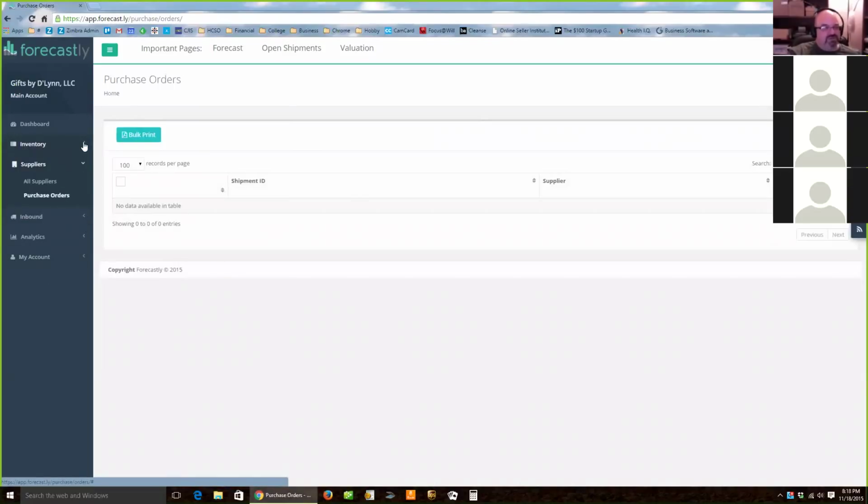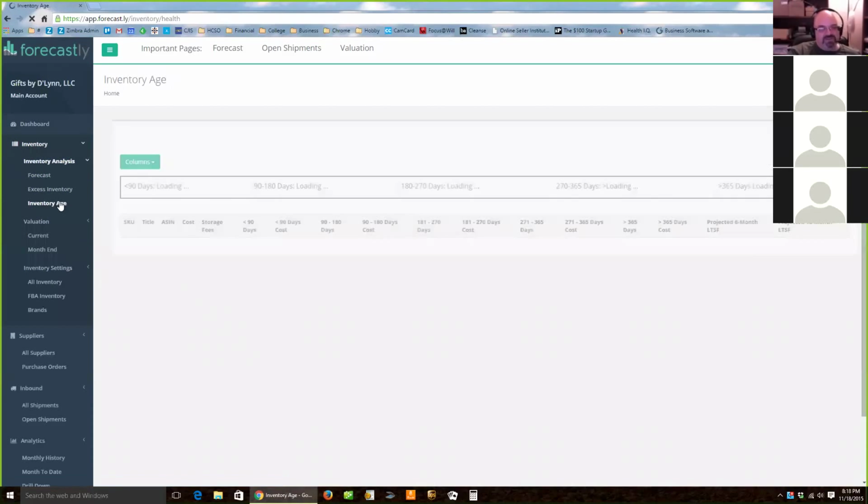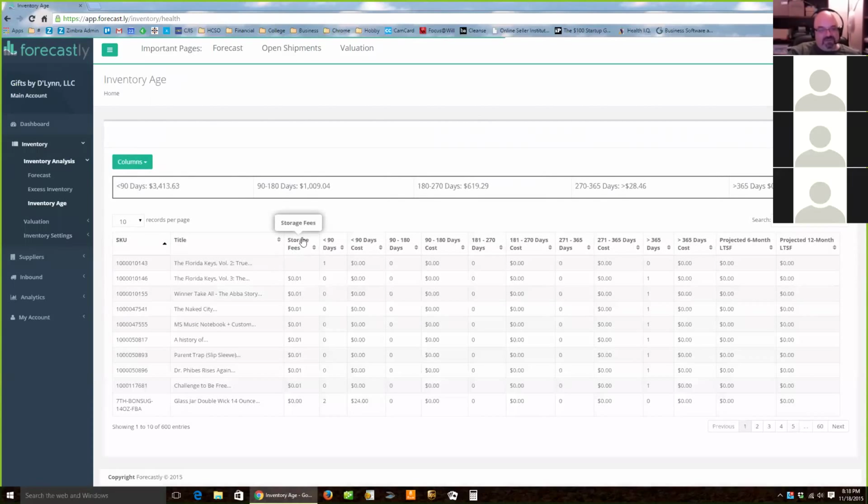Let me go ahead and show you the analysis here first. Inventory age, we saw a little bit of that on the dashboard. This shows you all your inventory with basic age and the storage fees. These are books and VHSs, so storage fee is basically nothing. It shows the cost that it's going to cost you at each one of these ages. So let me scroll down to something that has some value.